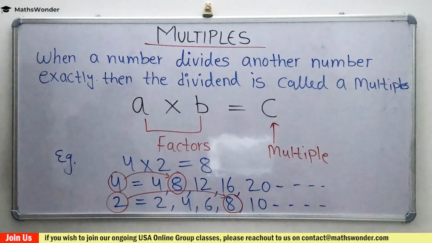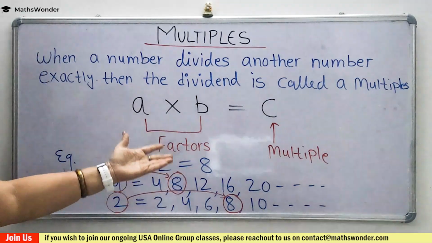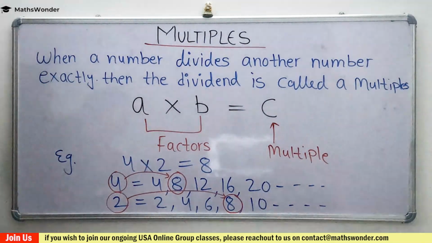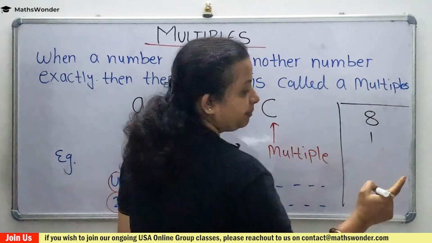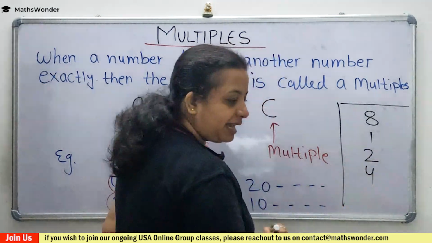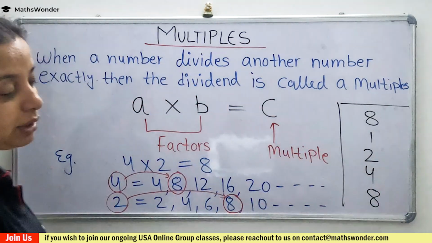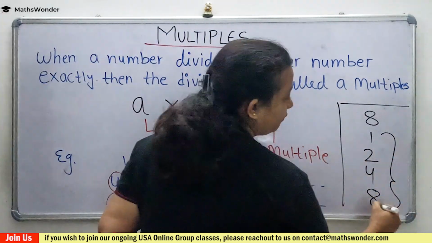So we can say that yes, 8 is a multiple of 4, and 8 is a multiple of 2. Also 8 times 1 is 8, and 4 times 2 is 8. Hence 8 is a multiple of how many numbers? 1 times 8 will give 8. 2 times 4 will give 8. 4 times 2 will give 8. And 8 times 1 will give 8. So 8 is a multiple of these 4 numbers.